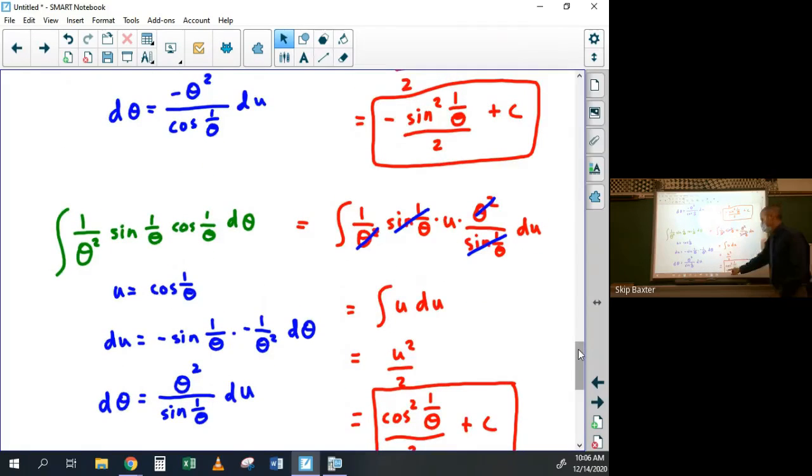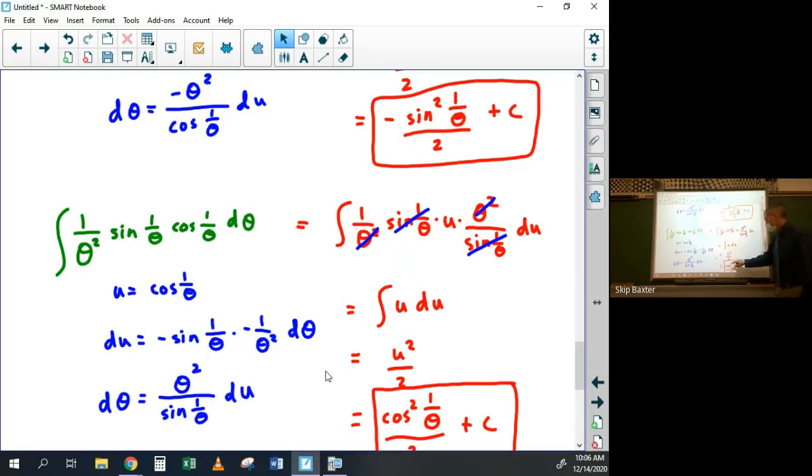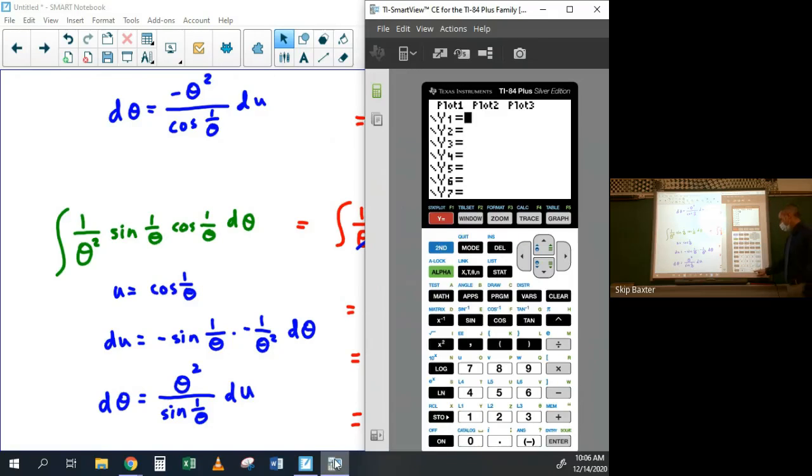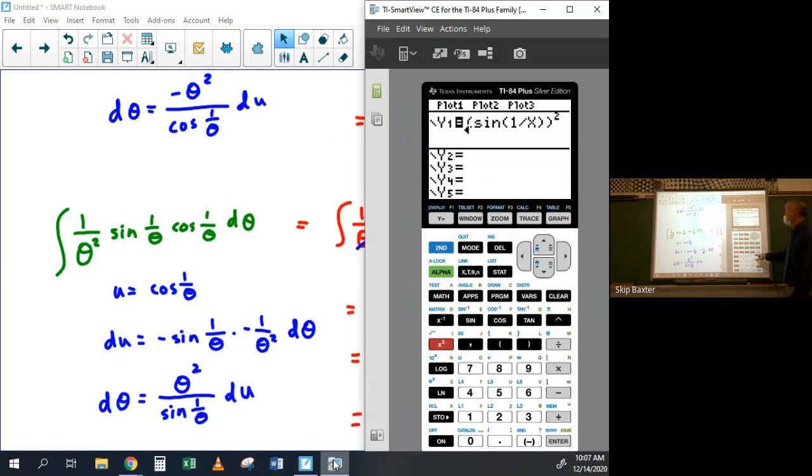I don't know. Let's check it graphically. I think this is interesting. So the first one was negative sine squared 1 over theta. So I take negative sine squared, and I have to put in parentheses, sine of 1 over x, and then square that whole thing, divided by 2. So let's graph that first.